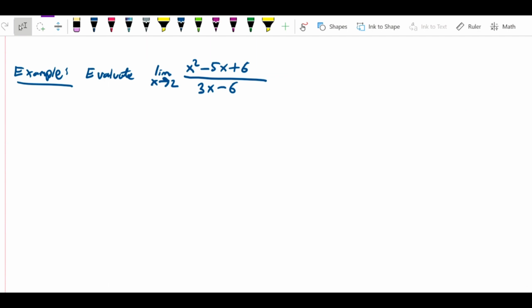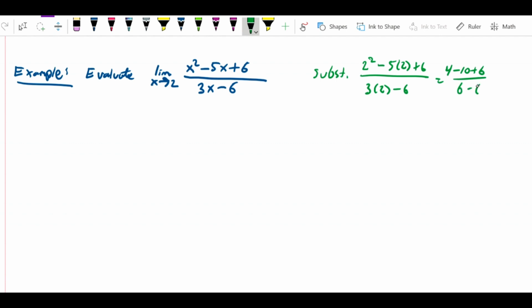Let's do an example that's possibly a little bit more illuminating. So I have here the limit as x approaches 2 of x squared minus 5x plus 6 over 3x minus 6. So first of all, let's verify that this is in fact a 0 over 0 form. Let's try substitution. In other words, let's replace x with 2 in both of these polynomials. We get 2 squared minus 5 times 2 plus 6 over 3 times 2 minus 6. That gives us 4 minus 10 plus 6 over 6 minus 6, which equals 0 over 0. So we do in fact have a 0 over 0 form.